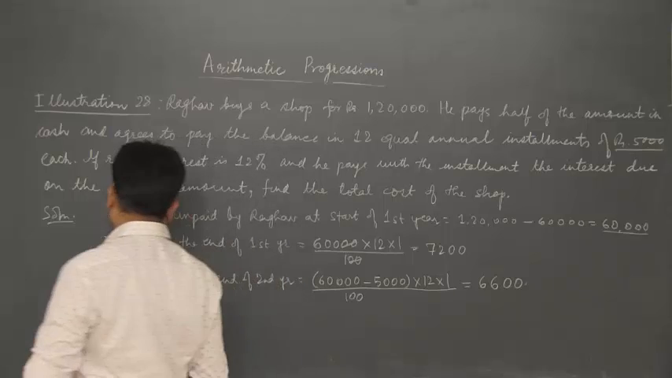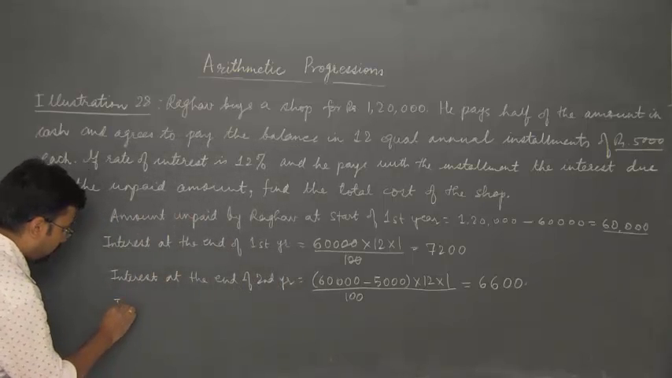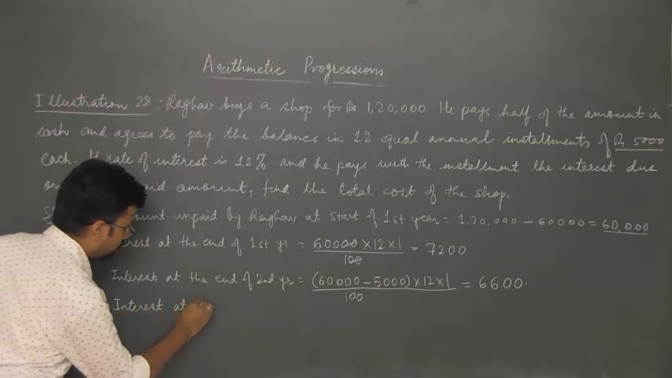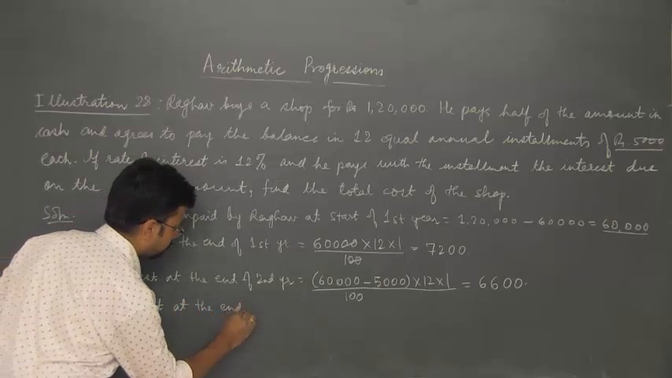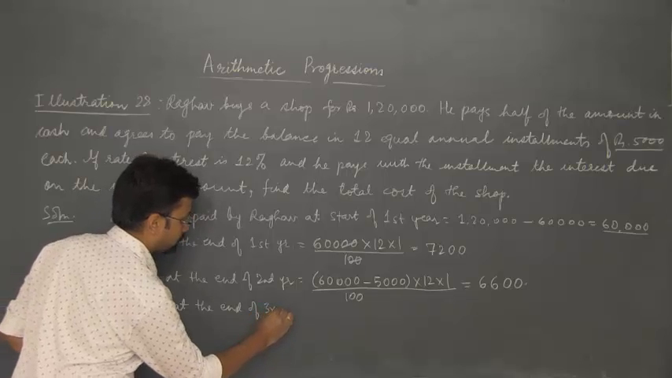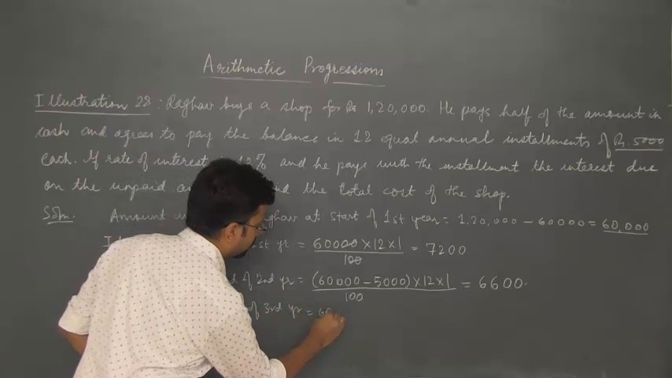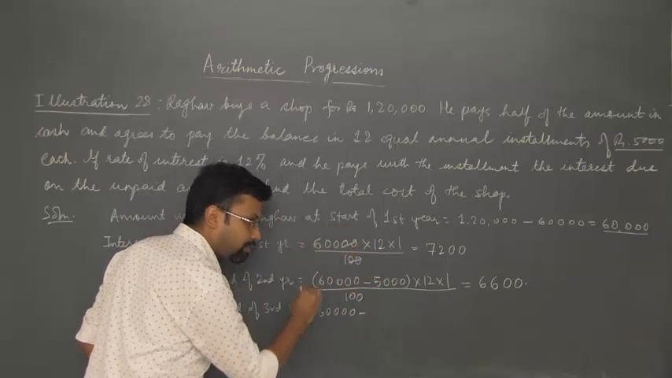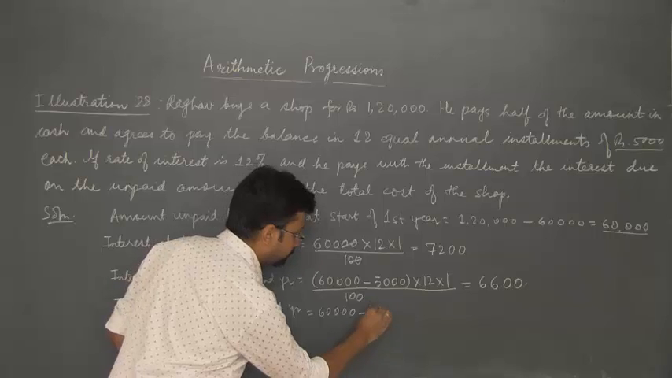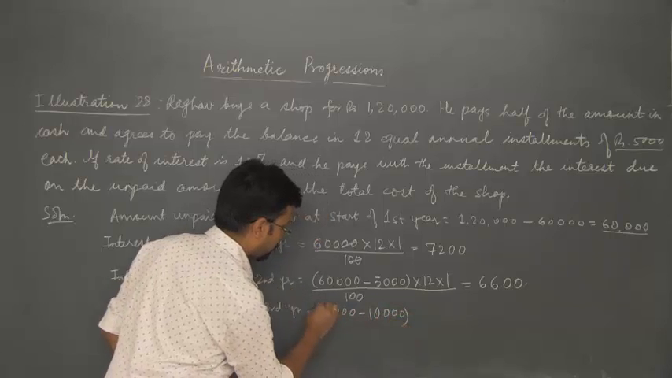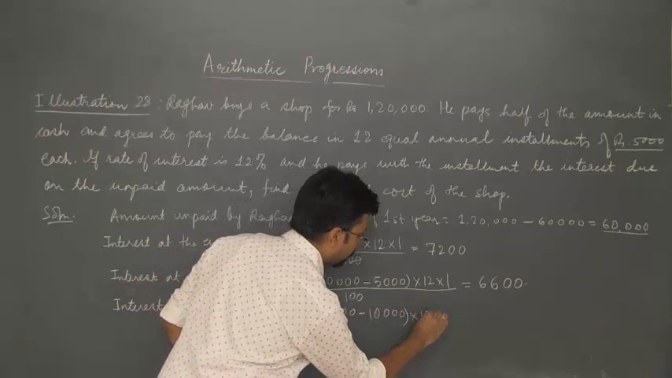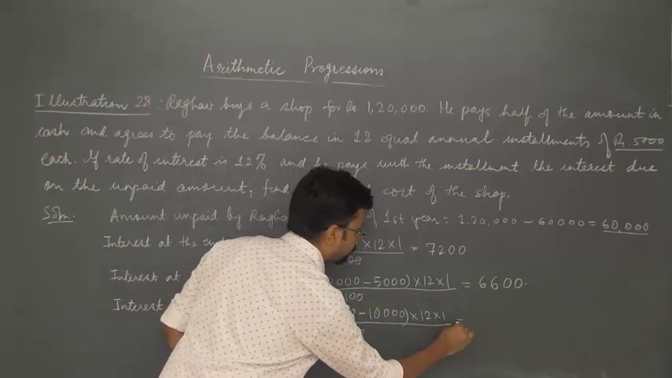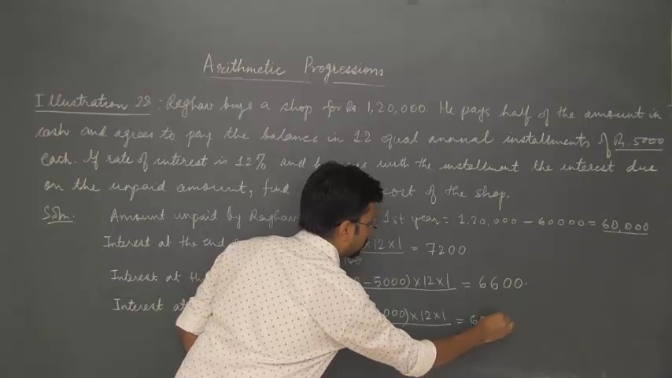So for the third year, how much will be the unpaid amount? The unpaid amount for the third year will be 60,000 minus 5,000 in the first year and then 5,000 in the second year. So it will be 50,000. The interest rate would remain the same. It's simple interest, and this would come out to be 6,000.